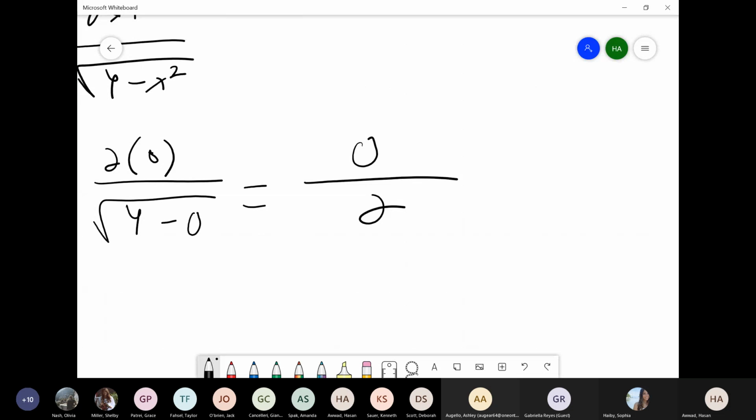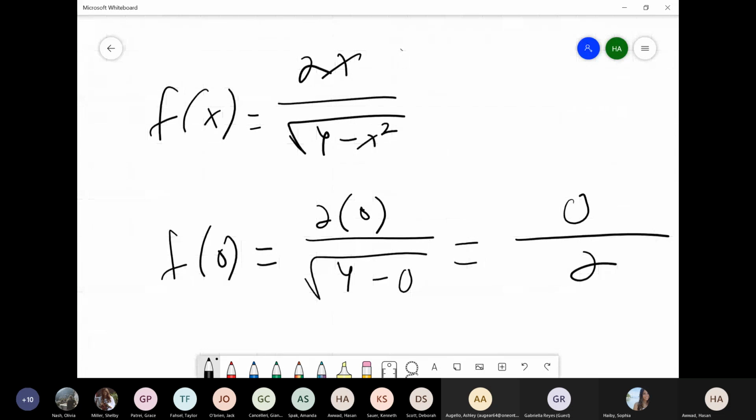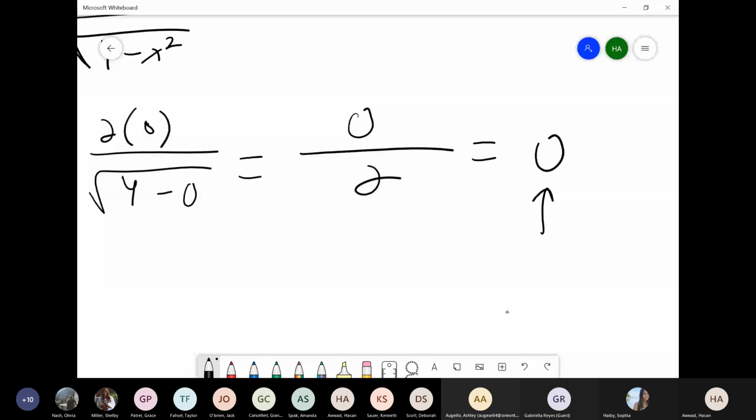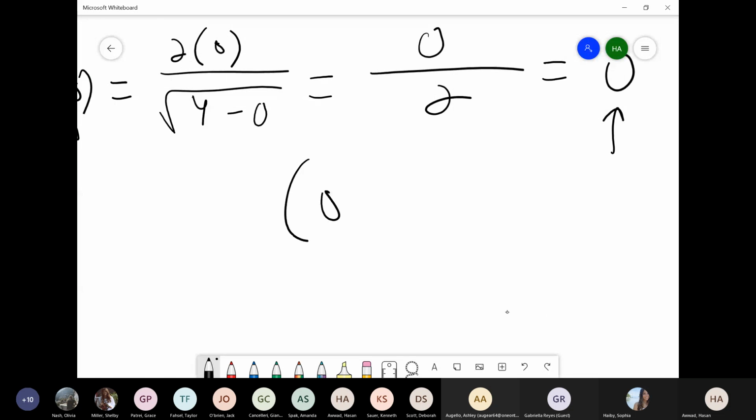So we get 0 over 2, and we know that 0 divided by anything is just 0. So great. When we plug in, our input is 0, and our output is also 0. Now, extrapolating a little bit, this would give us an ordered pair in the form of 0, 0. We have our input, which is our x, and we have our output, which is our y. And that's it.